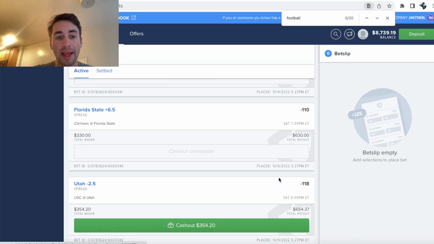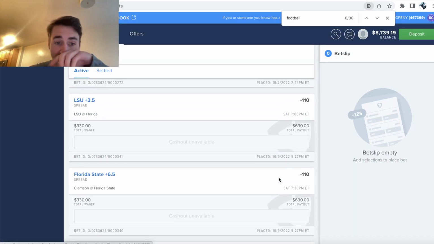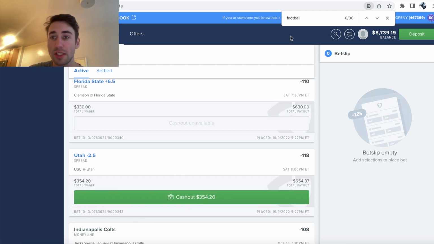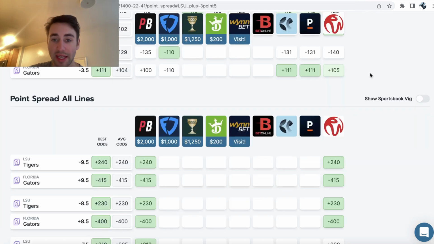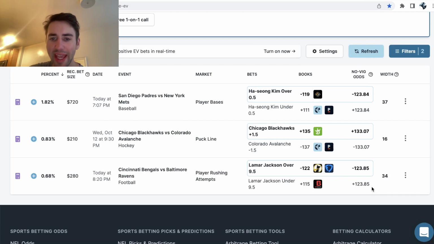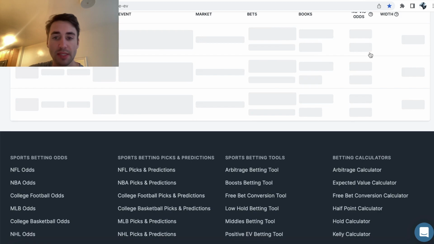LSU plus 3.5, Florida State plus 6.5 at minus 110, and Utah minus 2.5. We got all those plays in. I really like them all. And let's make some money, guys.